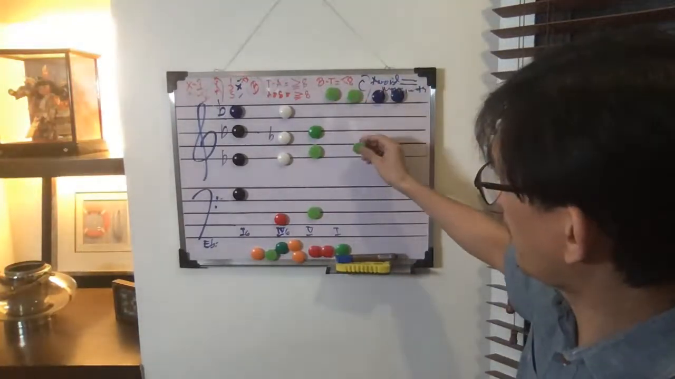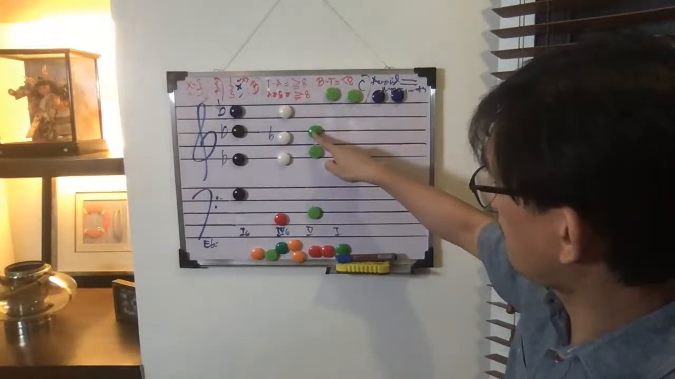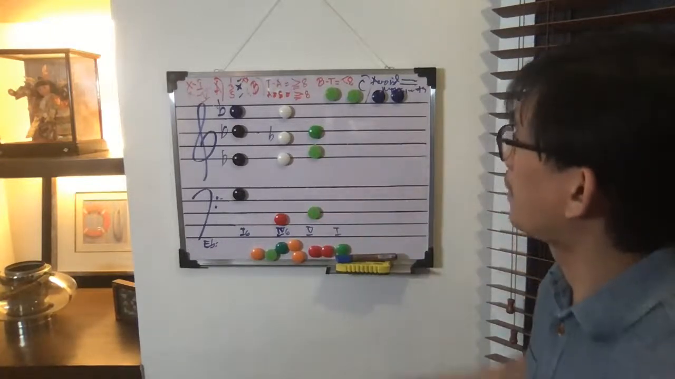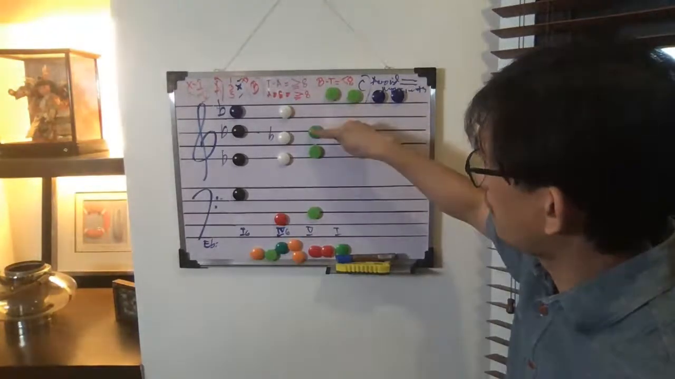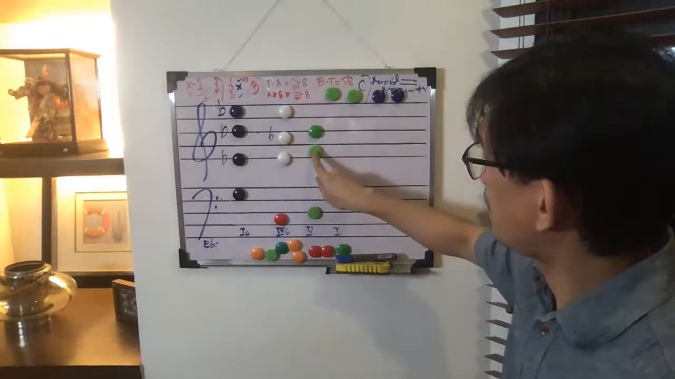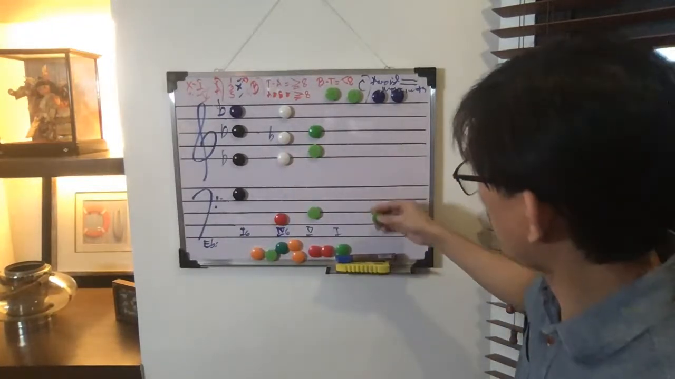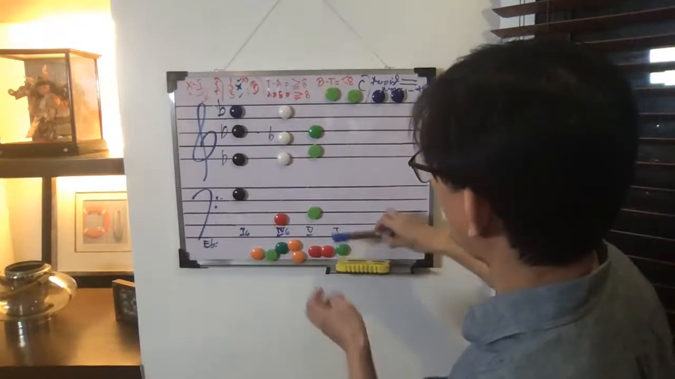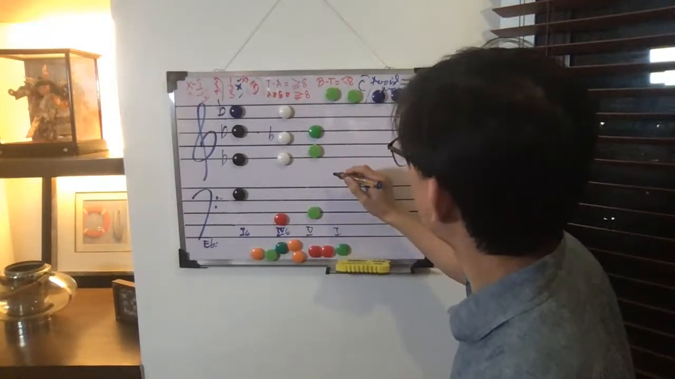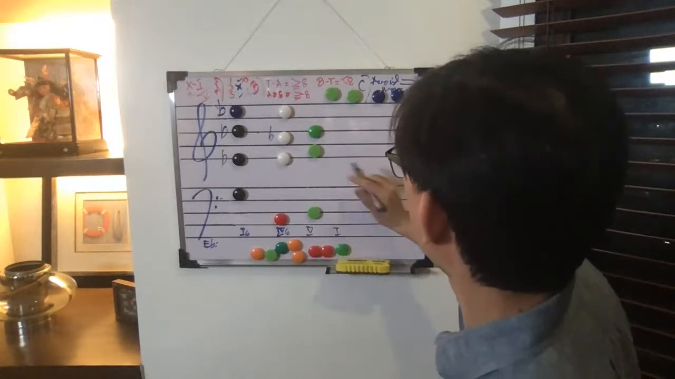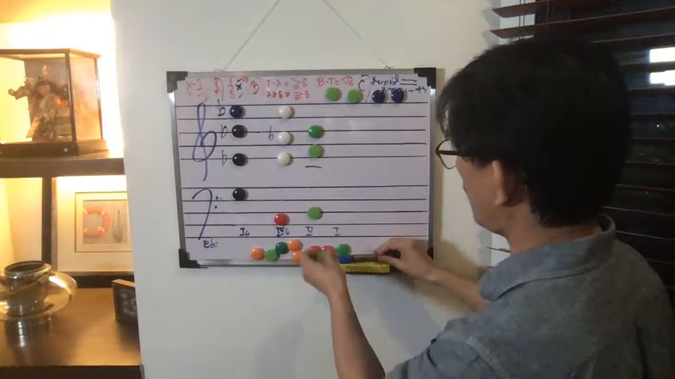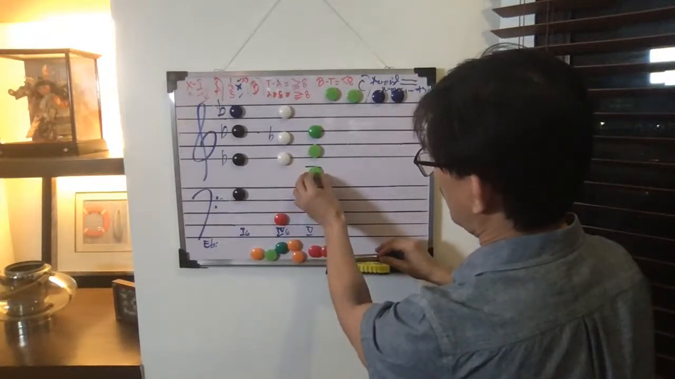So where do we go? This is D, E, and the soprano could jump from here to here, the alto here, and then the tenor can also jump down to here.